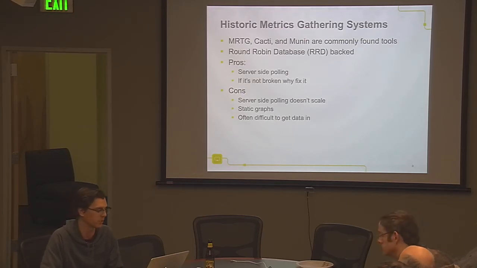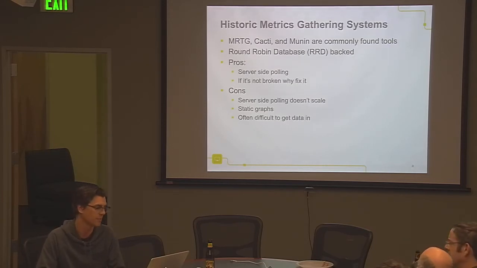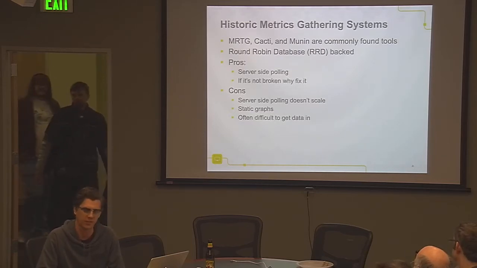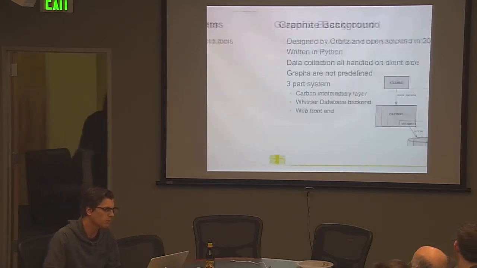A lot of people have some pretty complex bash and Perl scripts wrapped around these to keep them up and running and to sort of automate them, and that's kept them going. The cons, though, is they do rely on server-side polling. Server-side polling really doesn't scale when you try to take it to that many metrics, particularly if anybody's tried to scale a Munin server past like 300 nodes. You'll probably run into a lot of issues with that. They use static graphs, and it's usually difficult to get data into them.